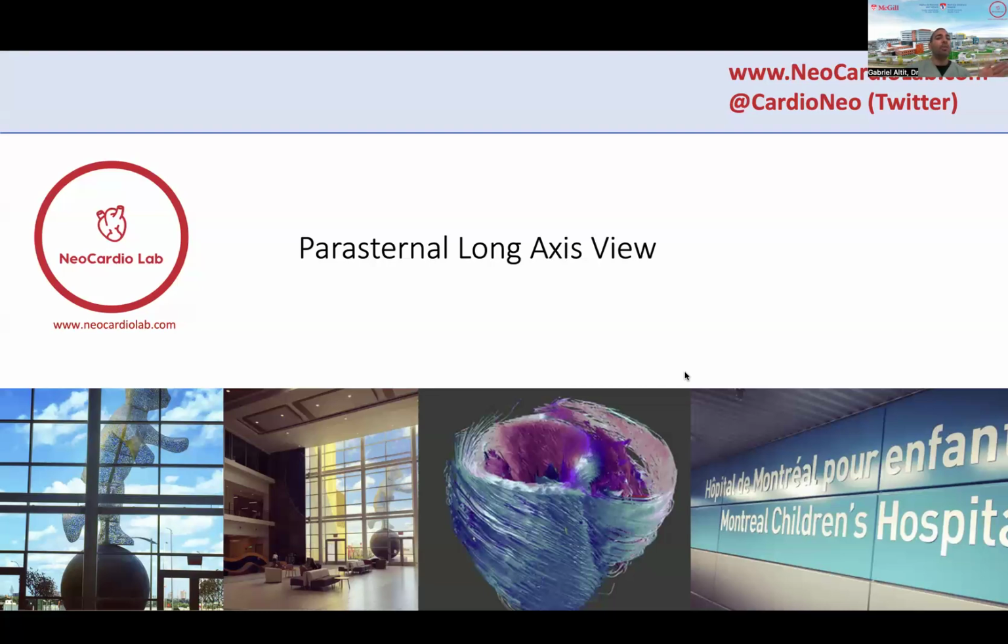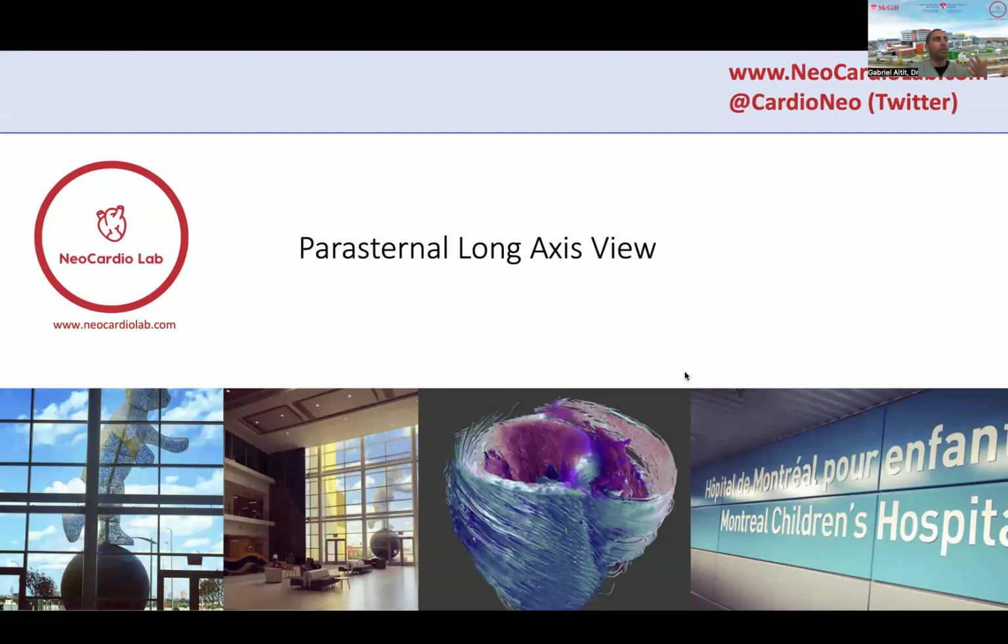And so in most scenarios, I'll start with the parasternal long axis just because I was trained to start there and right away I get information about function. But many centers will also start with the apical view because it's typically an easier view to obtain at the beginning.